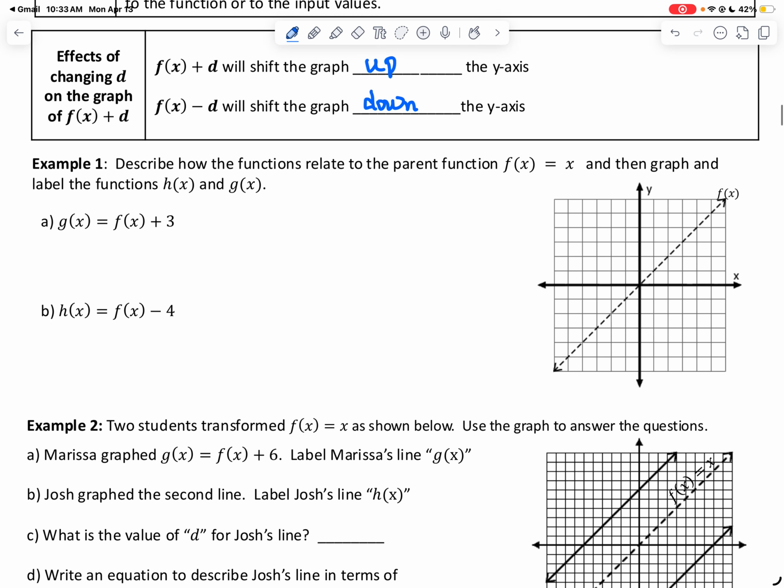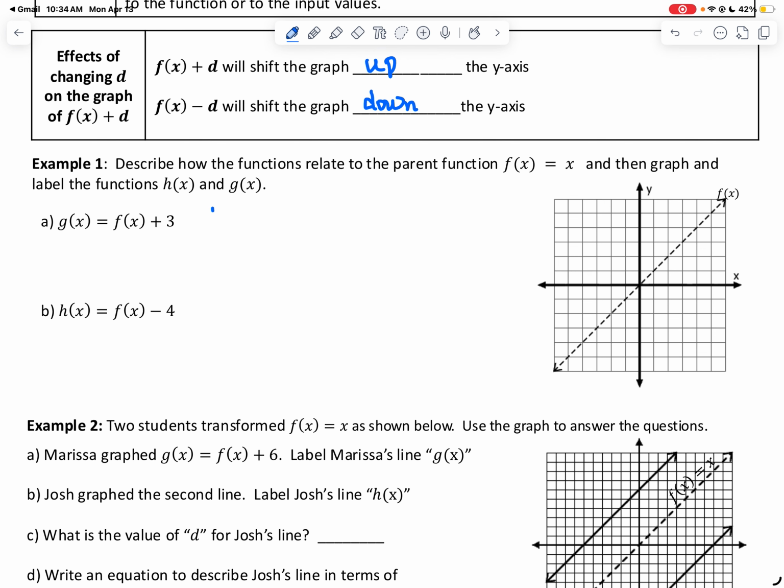So in example 1, it said describe how the functions relate to the parent function f of x equals x, and then graph and label the functions h of x and g of x. So in example A, we have g of x is equal to f of x plus 3. Now here's what that means. You're going to take your function values and add 3 to each one.